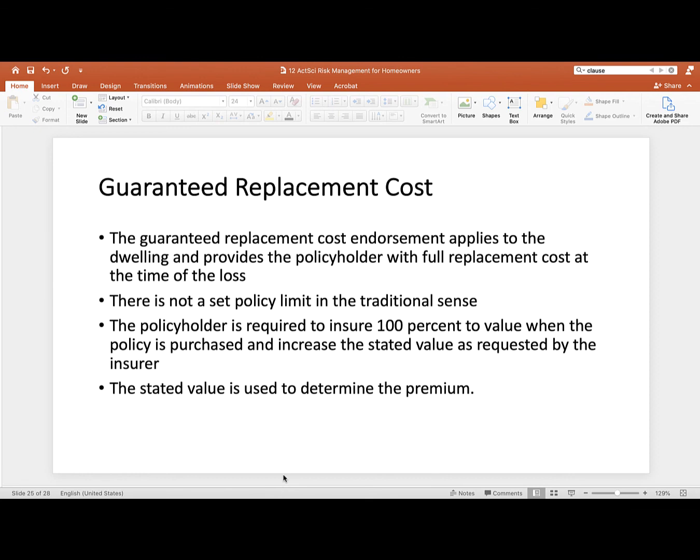Guaranteed replacement cost endorsement, again, this applies to the dwelling, the actual house.